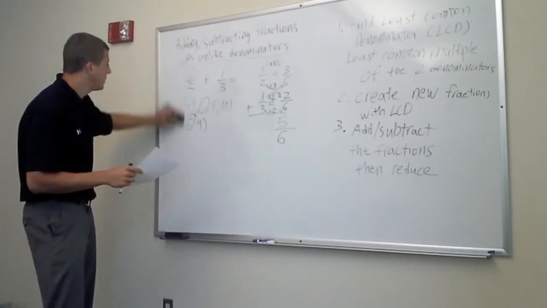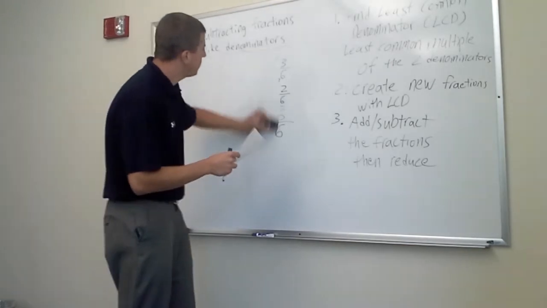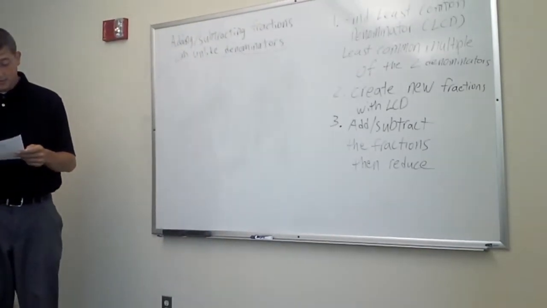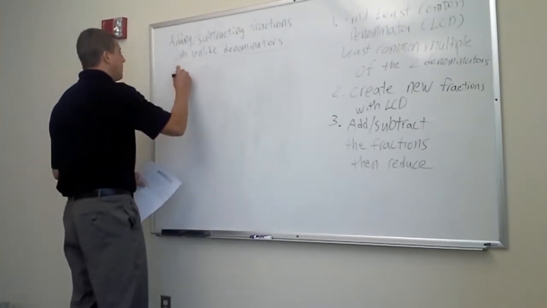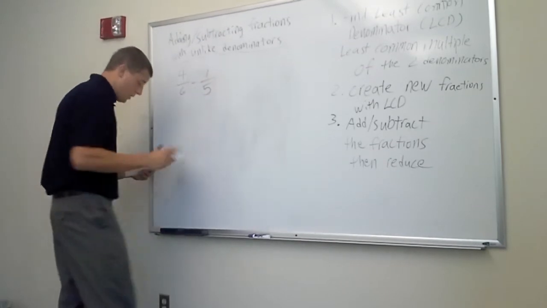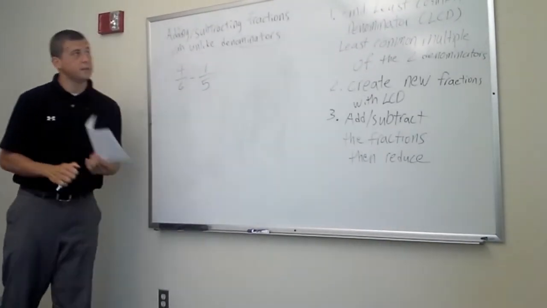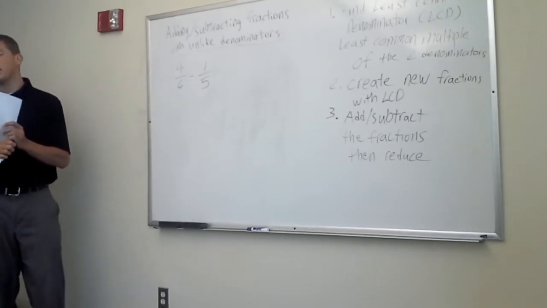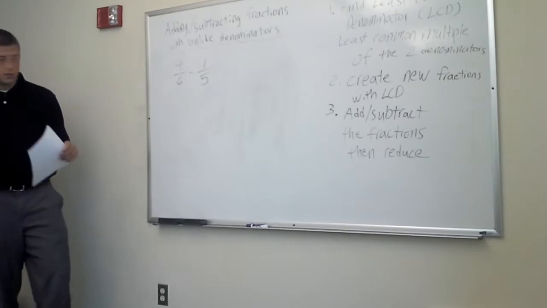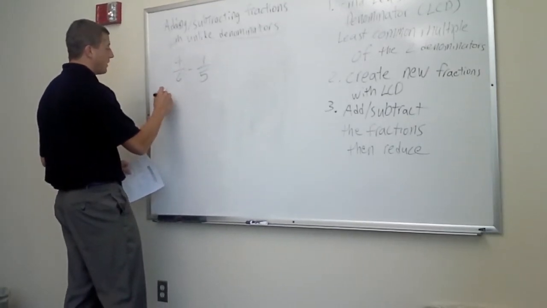Okay, good. So, we'll do another example, just so you guys get more comfortable with it. So, our next example is going to be 4/6 minus 1/5. Okay, now you guys can look at the list again, look at our list of steps, and what do you think the first thing we have to do is? Awesome, we have to find the list of multiples for both 6 and 5.